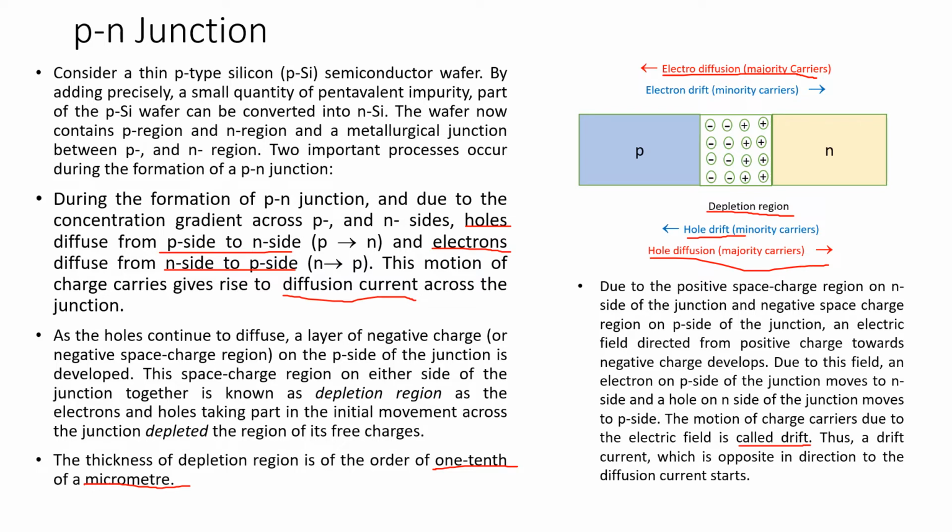Due to this field, an electron on the p side of the junction moves to the n side and a hole on the n side moves to the p side. The motion of charge carriers due to this field is called drift current. Thus, a drift current, which is opposite in direction to the diffusion current, starts. The diffusion current is in this direction, due to majority carriers, and the drift current is opposite to that.